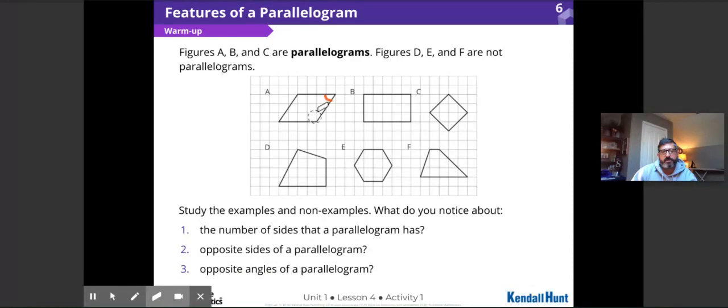So parallelograms have 4 sides. The opposite sides are parallel. They're also the same length. And the opposite angles are exactly the same. So we're going to look at a couple.